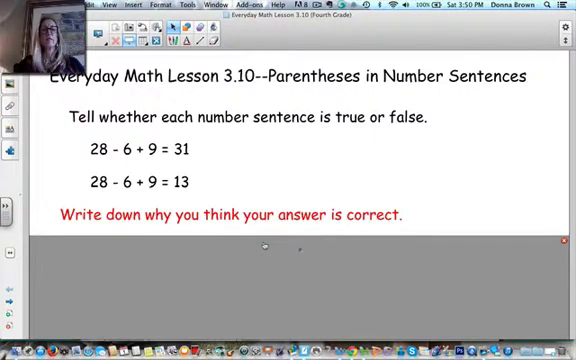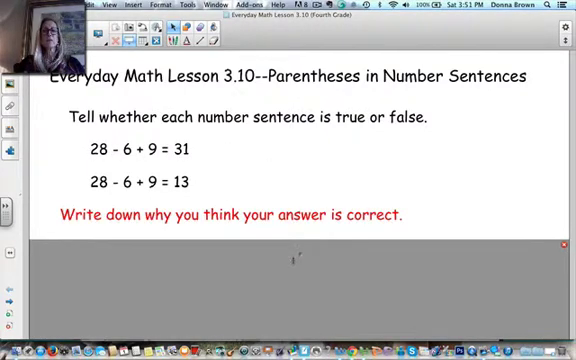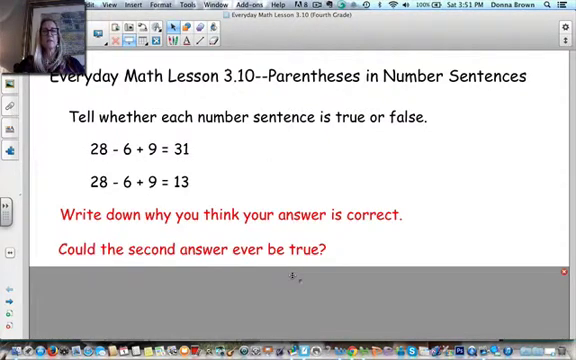All right, so now that you've had a chance to do that, I would imagine that most of you probably picked the first one, that 28 minus 6 plus 9 is equal to 31. And I would guess that you would think that because you started at the left-hand side of the problem and moved from left to right. So my next question for you is, could the second answer ever be true? And how could you make it true?